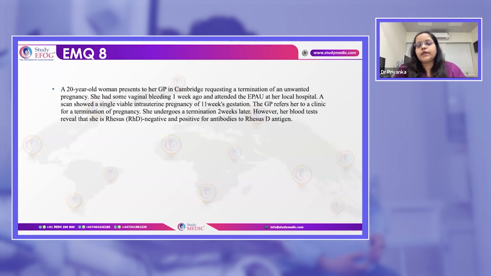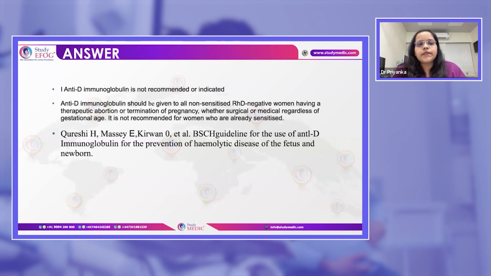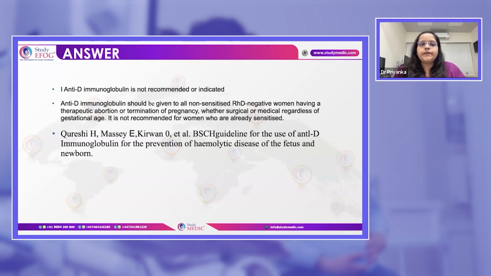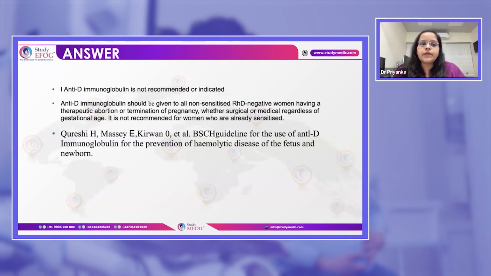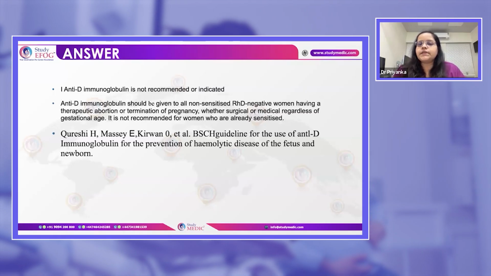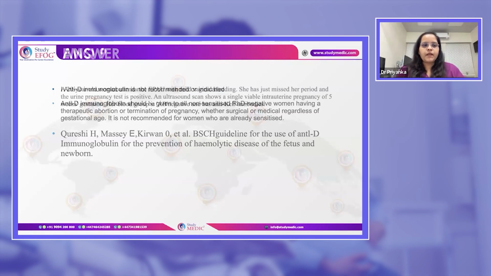Because there are positive antibodies seen against the Rh D antigen, meaning that she is already sensitized. So it is an Rh-sensitized or alloimmunized pregnancy, in which case we are not going to give anti-D. It is only given to non-sensitized Rh negative women. They are given anti-D if they are having a therapeutic, that is medical abortion or surgical termination of pregnancy, regardless of gestational age, but it is not given to those patients who are already sensitized.